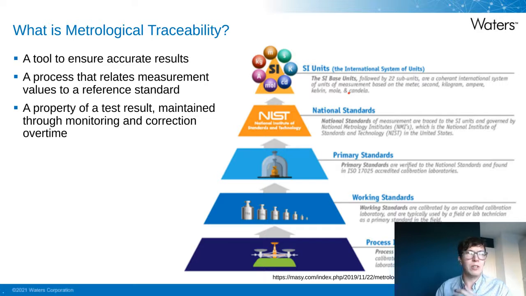So what is metrological traceability? In the context of LC-MS methods, it is a tool to ensure accurate results. It is a process that relates measurement values to a reference standard and a property of a test result, which is maintained through monitoring and correction over time. So in the pyramid shown to the right in the slide, this shows the level of traceability typically applied to analytical methods, where a sample measurement can be traceable back through working and primary standards to a higher order reference standard, such as NIST.